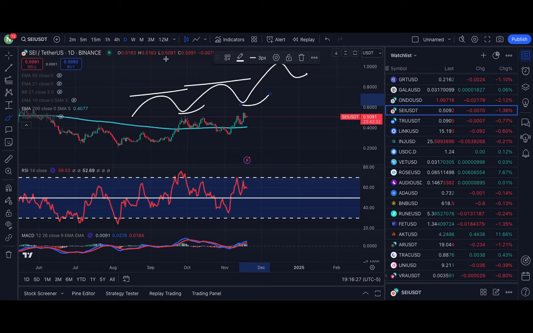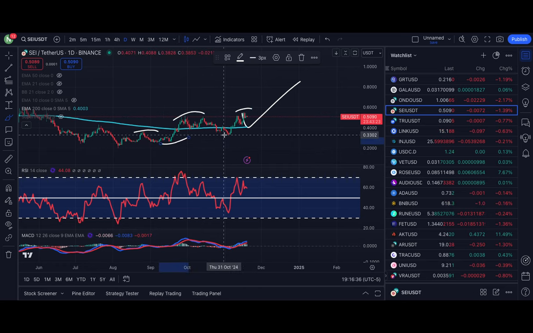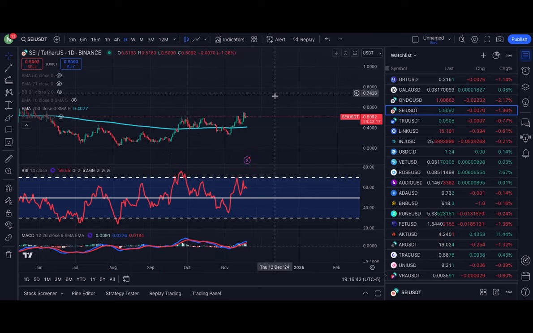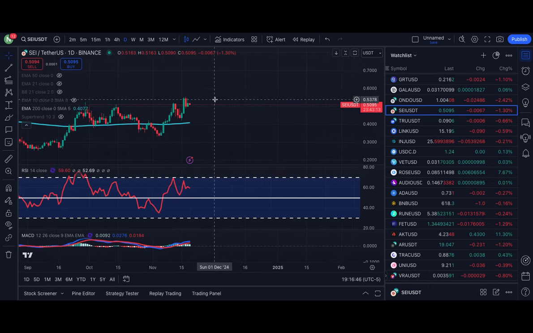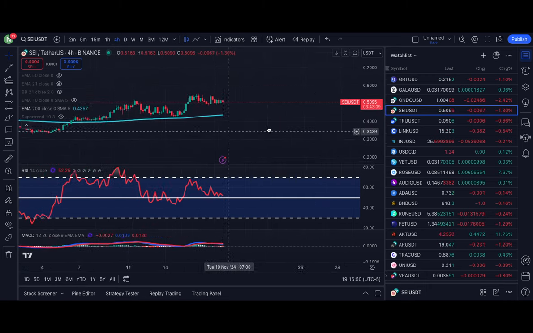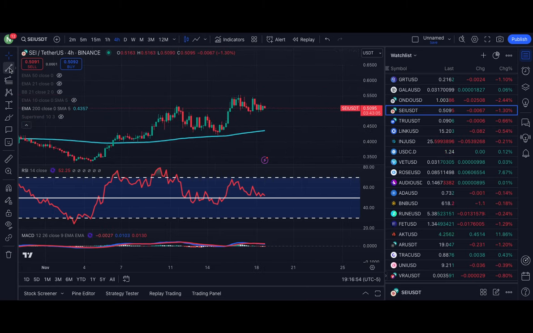Right, so if you look at SEI, that's exactly what we have, guys. Higher highs, higher lows. Right? Higher lows. So looking at it right now, it looks like we do have a pullback. Let's go to the 4 hour.